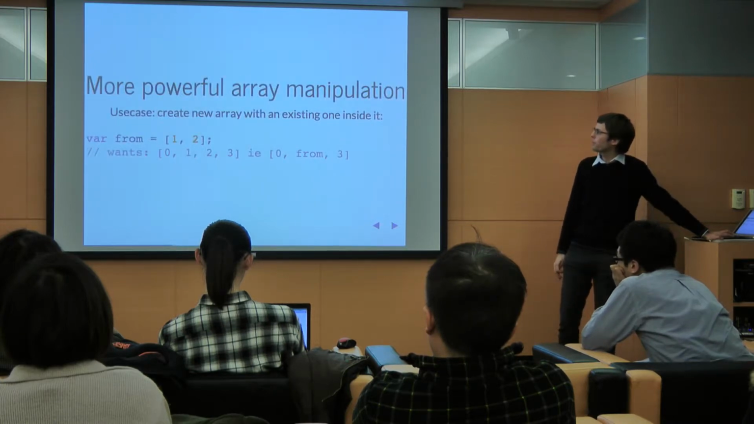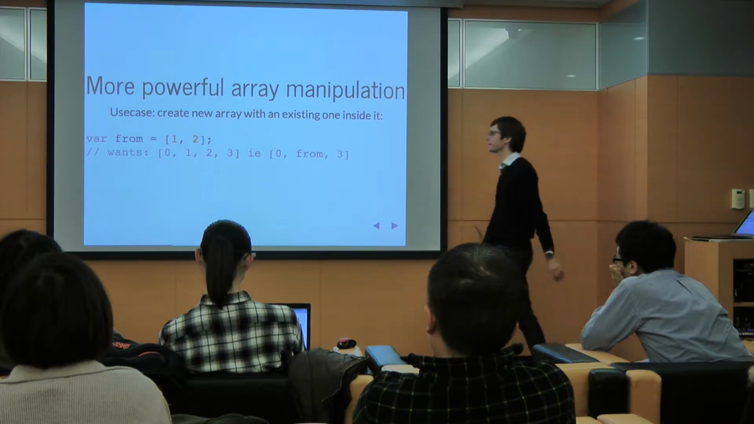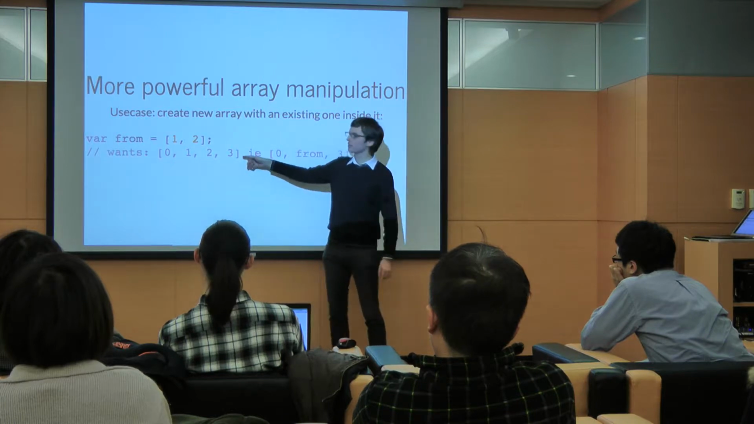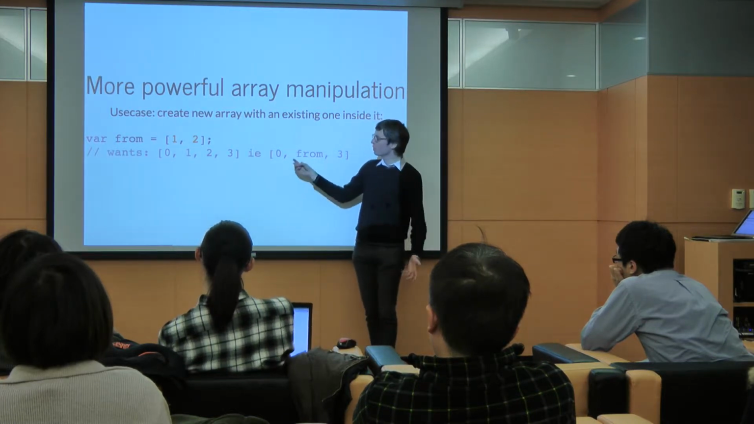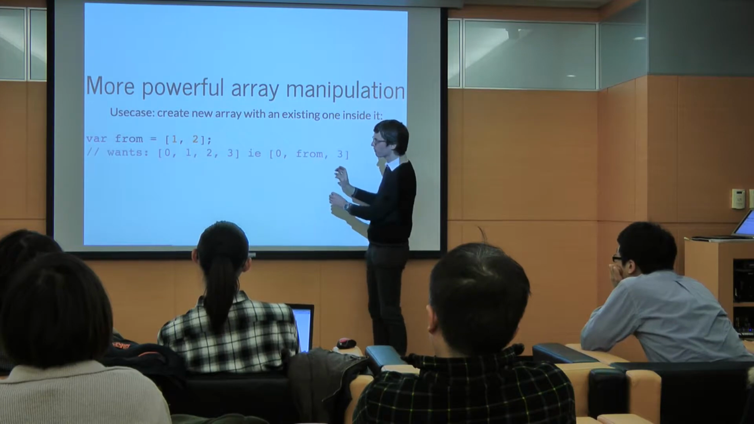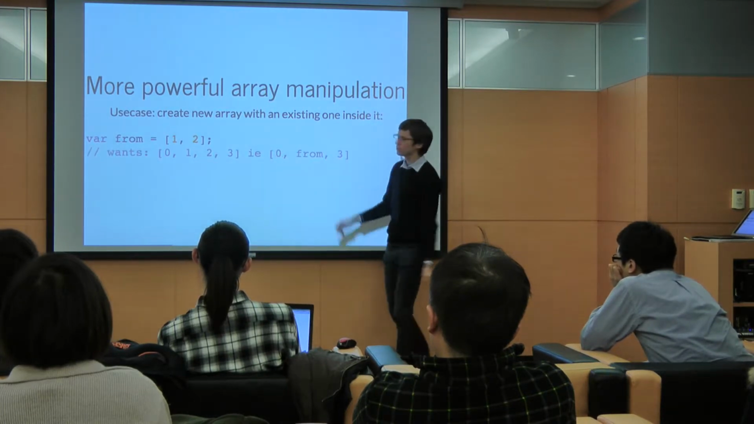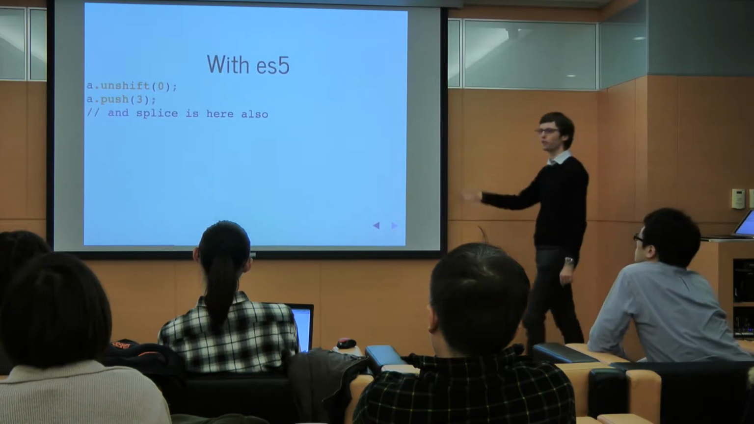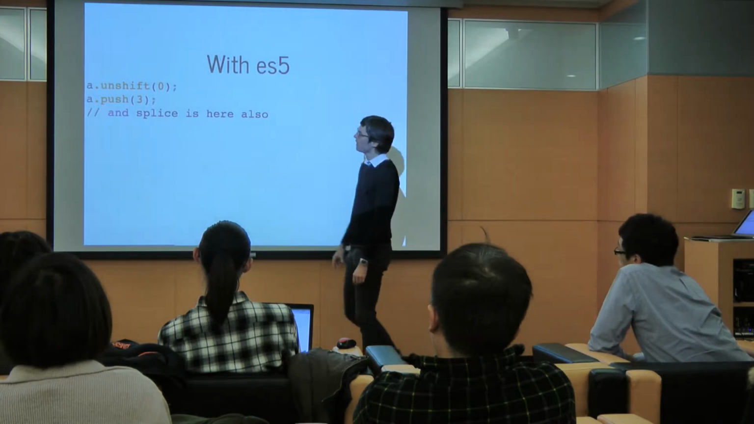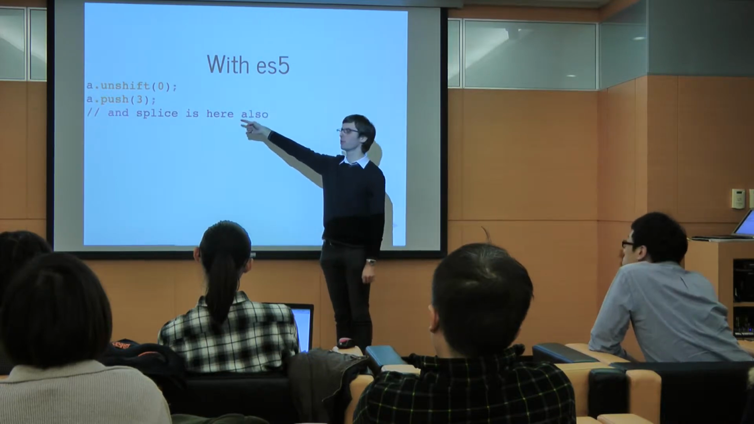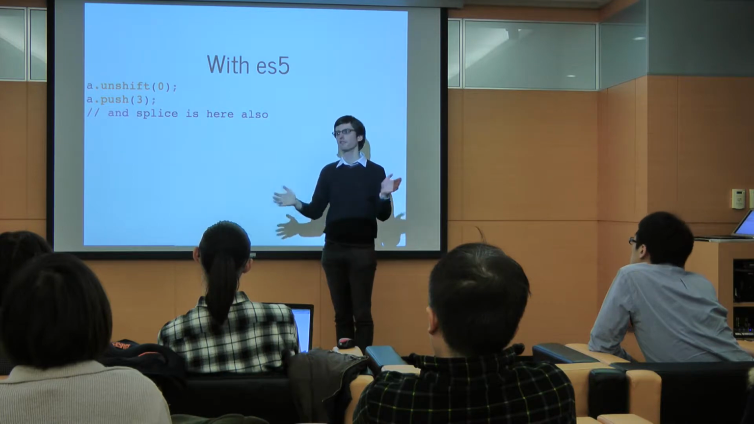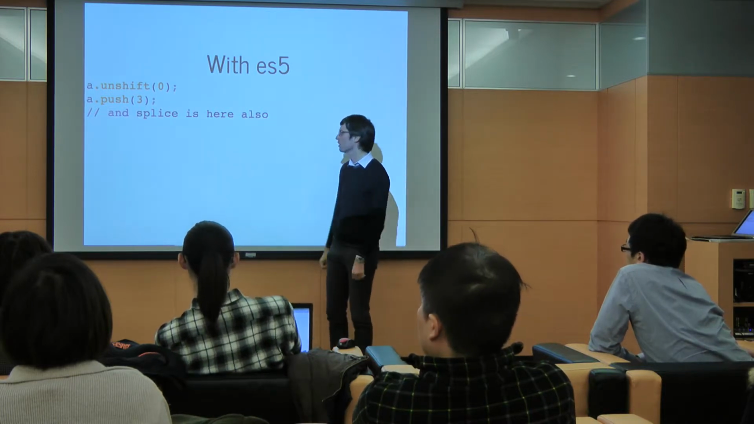So basically what you can do is use it as an array manipulation. Let's say you start with an array, let's say from, and then you want this output. So basically what you want is you take the array from and you add 0 and 3. Using ES5, so JavaScript of today, you have to do this kind of stuff, unshift and push. And yes, I had to read the doc about unshift because I keep forgetting shift and unshift, how does that work?